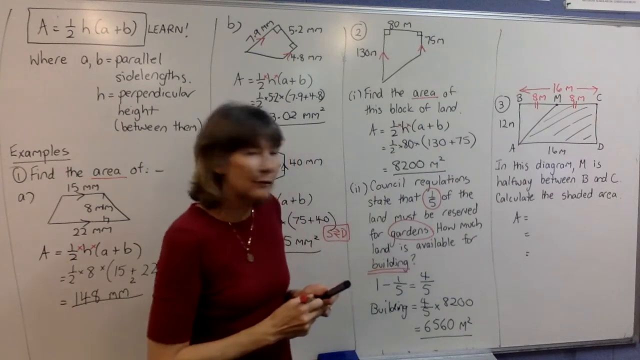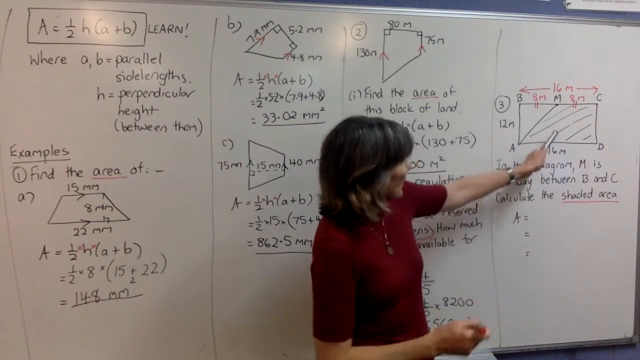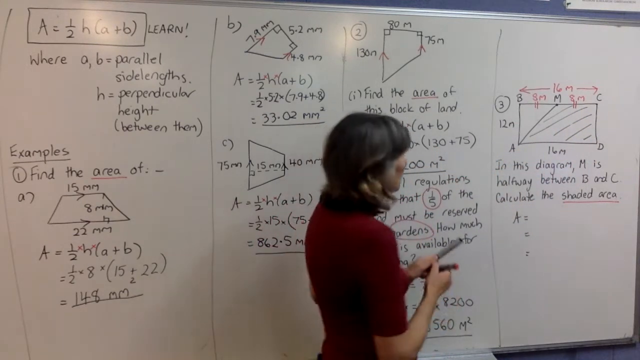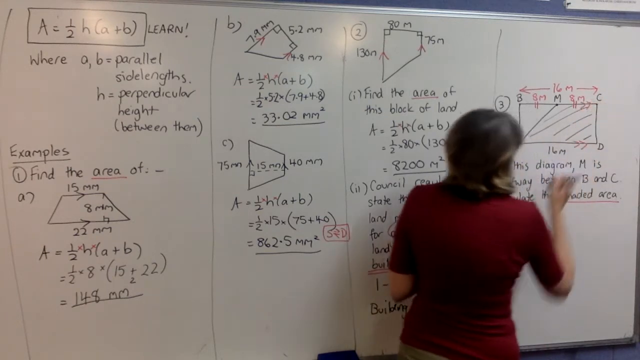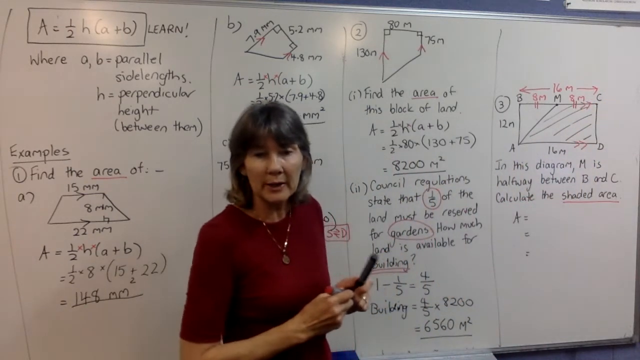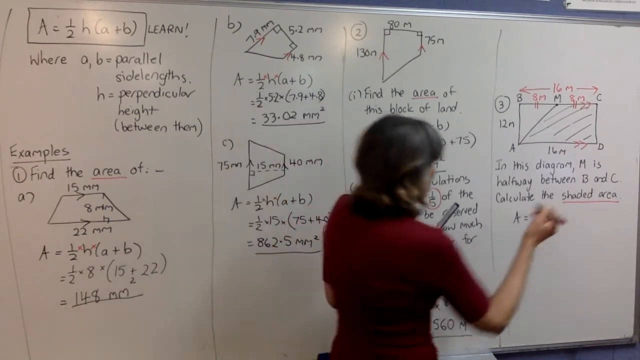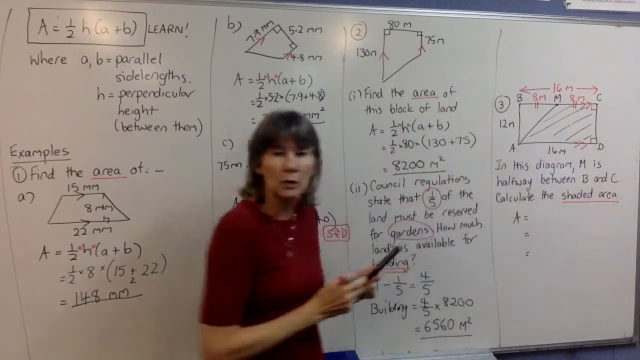Okay, now we're finding the shaded area. So the shaded area is this thing here. Now that is a trapezium. All right, so this side is parallel to this side. Okay, because it's a rectangle that you're looking at originally, there are right angles in there. So here's your right angles, and they're parallel, those two sides.